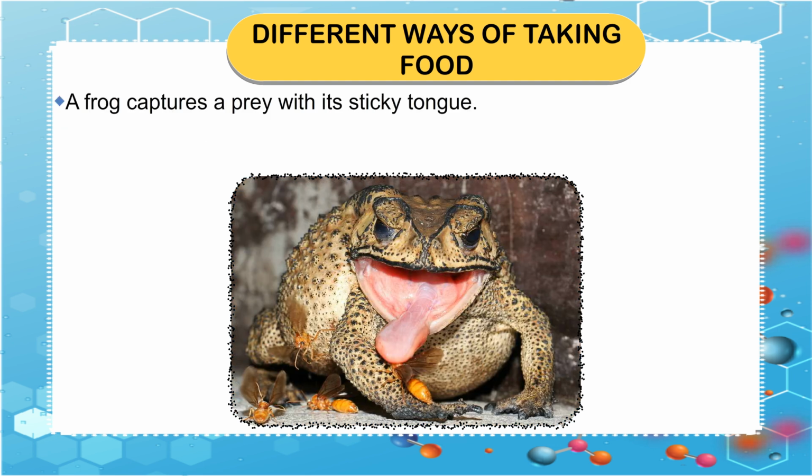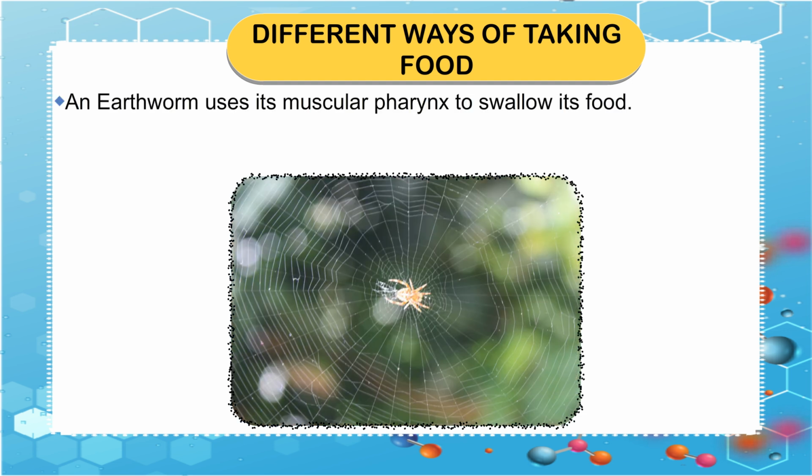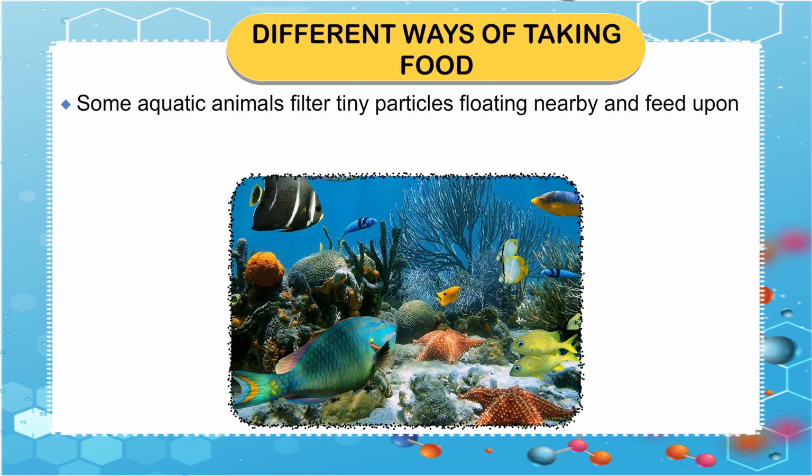A frog captures a prey with its sticky tongue. Snakes swallow the animals they prey upon without chewing them. An earthworm uses its muscular pharynx to swallow its food. Spiders weave sticky web in which small insects get stuck. Some aquatic animals filter tiny particles floating nearby and feed upon them.